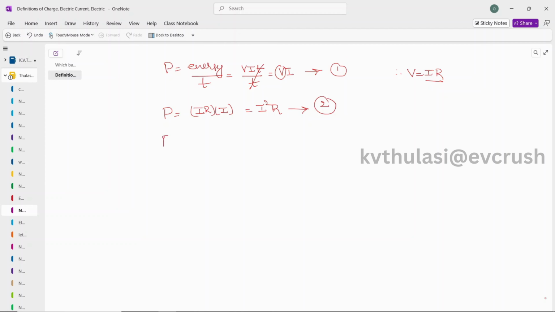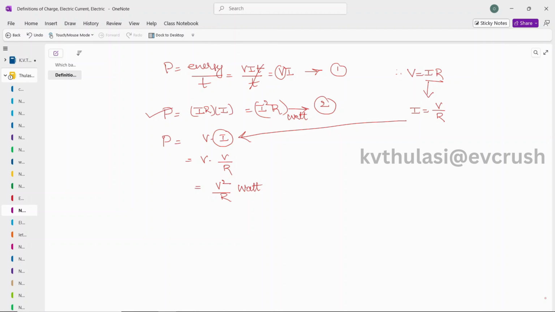And the third formula, I want to express only in terms of voltage. I am getting voltage and current, and I should not have the current. I want it only in terms of voltage, so I can write the formula for current, I is equal to V by R, bringing the R to the denominator. Just substitute in this equation. We get V into V by R, which I can write as V square by R. The ultimate unit of power is watts.